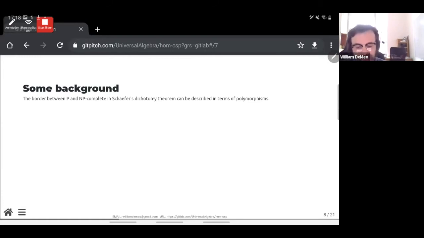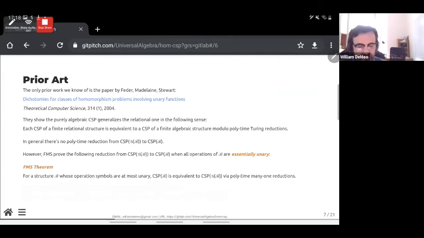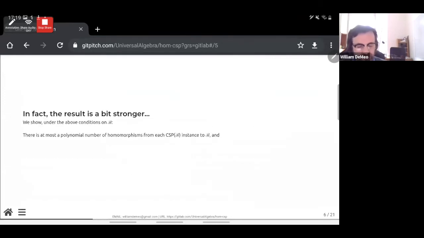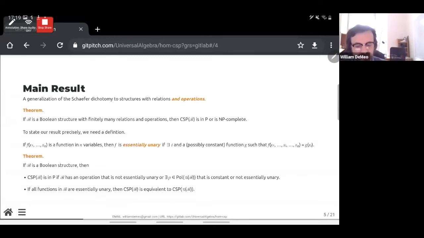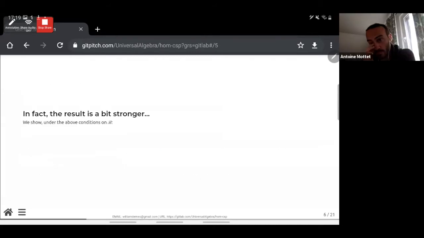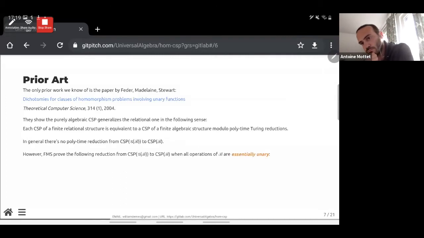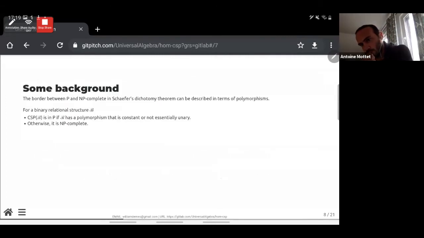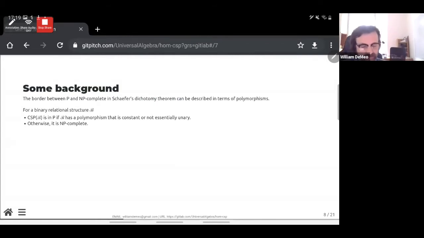So the border between P and NP-complete in Schaefer's dichotomy theorem can be described in terms of polymorphisms. For a binary relational structure B, CSP of B is in P if B has a polymorphism that is constant or not essentially unary. Did I already define essentially unary? Yes, we covered what essentially unary means. Otherwise it's NP-complete.